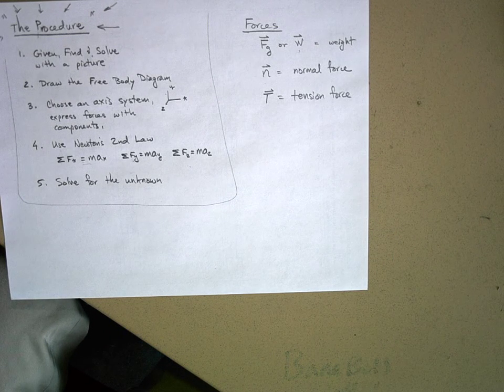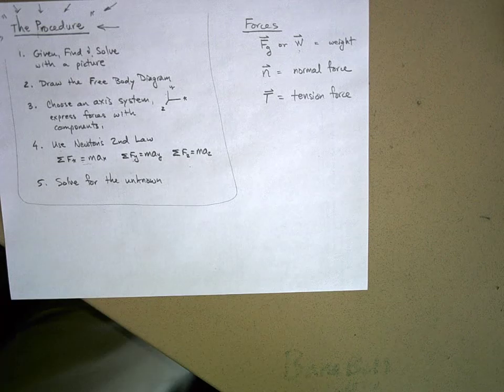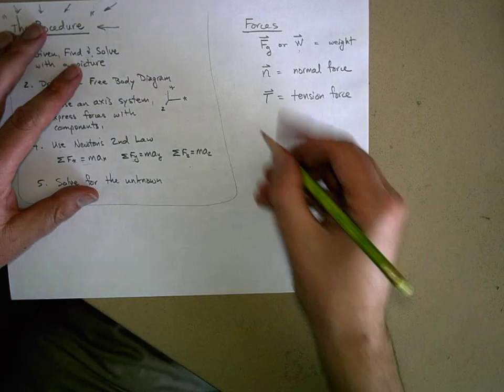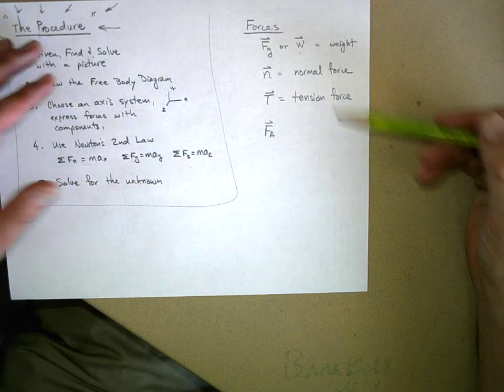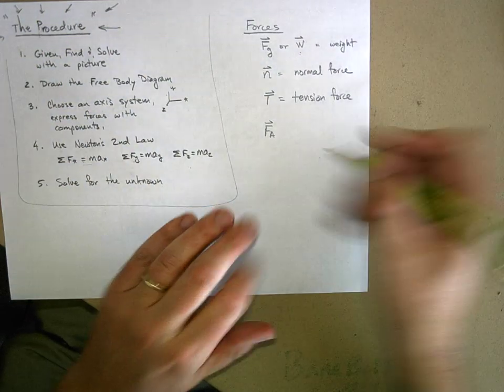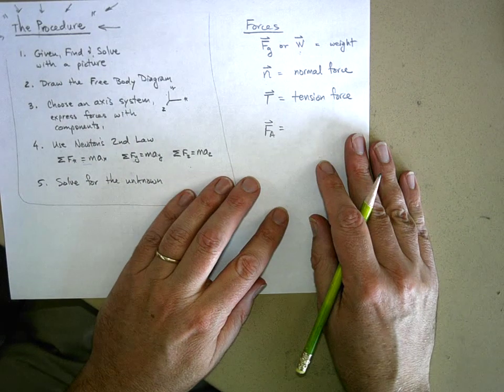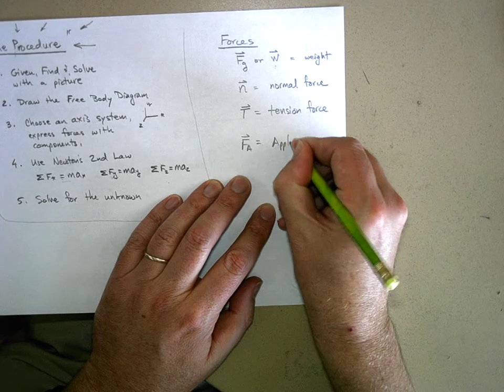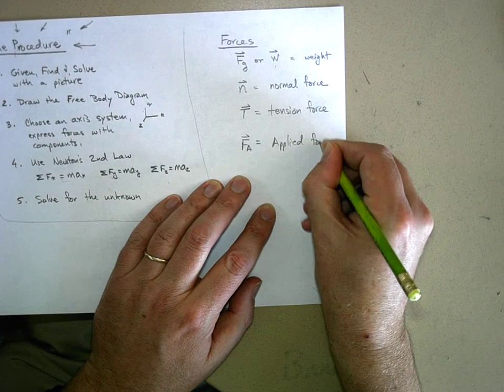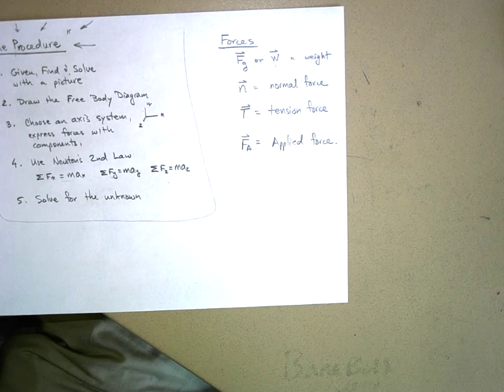There's also just some generic force. I'll call it F sub A. Usually F sub A is either a tension or a normal force, but I use this a lot. F sub A means an applied force. And an applied force just means, hey, you're pushing on a cart or something.